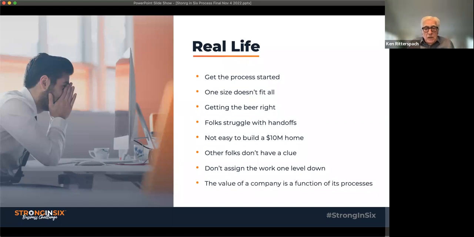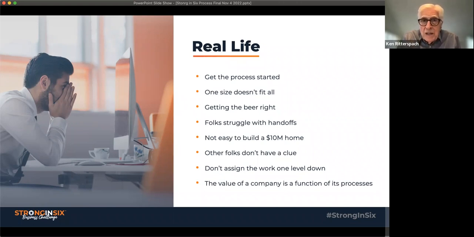The value of a company is a function of its processes. Obviously, the value of a business is going to be a function of other things too. But entrepreneurs classically overvalue their businesses. They get to retirement and they think their business is worth $20 million. Go out to the marketplace and it's worth about $4 million, because a lot of the value of the business is wrapped up in their heads and not built into the company itself.